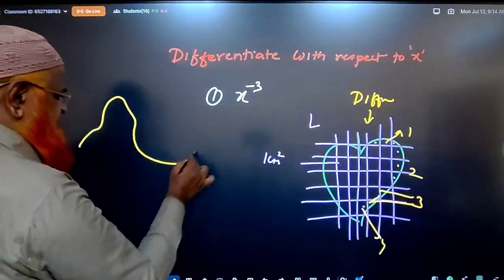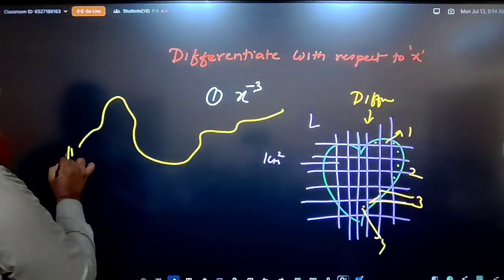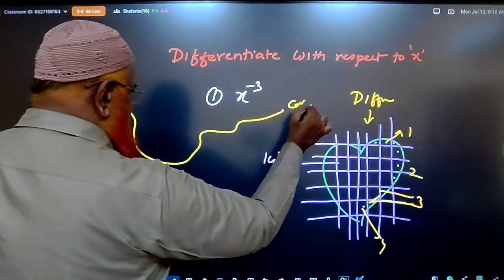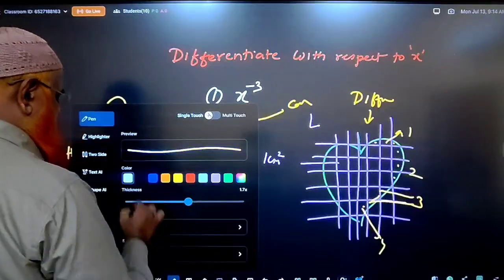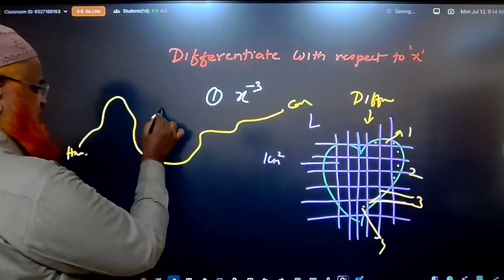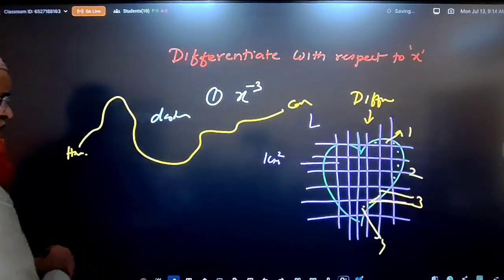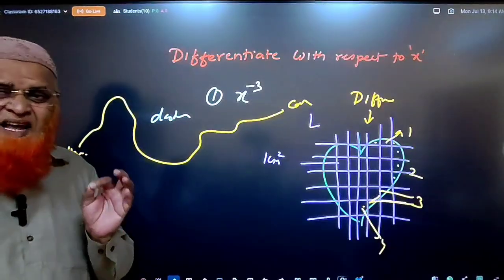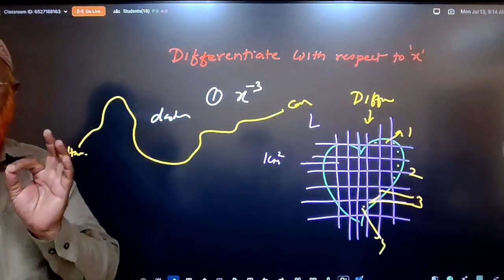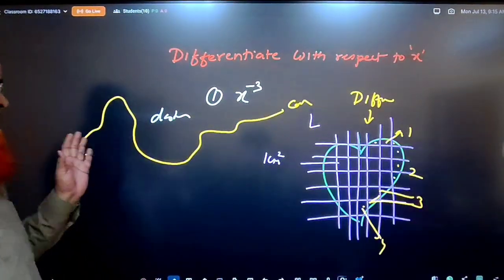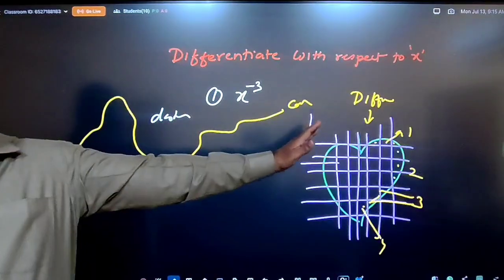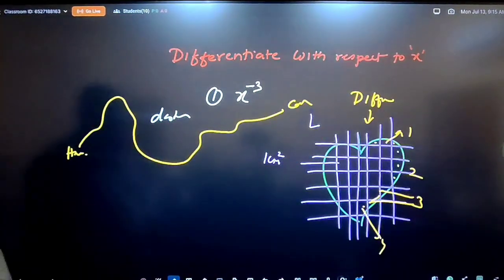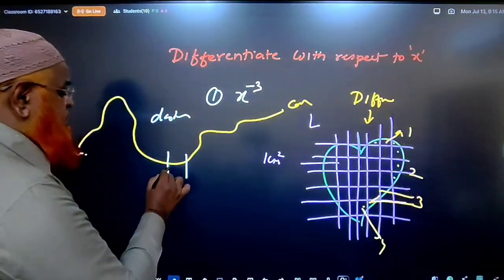For example, this is the path from your house to college. You are going like this, and let us imagine this is going to be a distance. You want to find out the instantaneous velocity of your bike from the journey when you started from house to college. So how are you going to find that? You have to divide this into smaller parts.